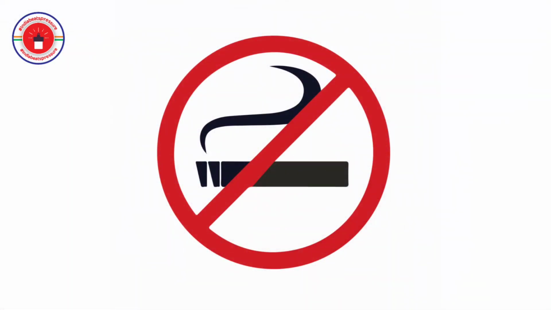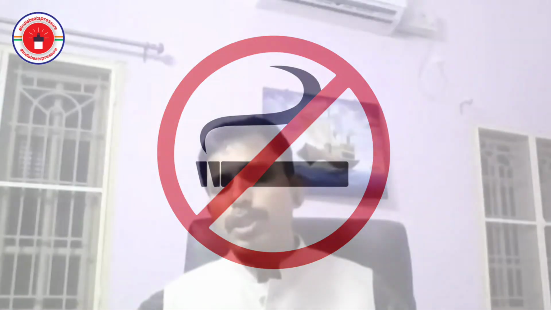Then another thing to prevent hypertension is to quit smoking. Smoking is injurious to health. It can cause many problems, and one of the problems of smoking is hypertension. That's why if you're a smoker, you have to stop smoking.